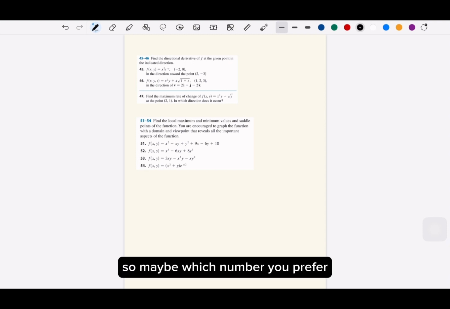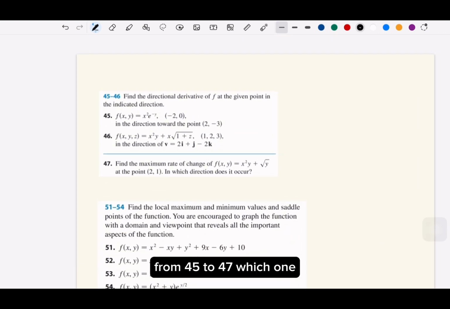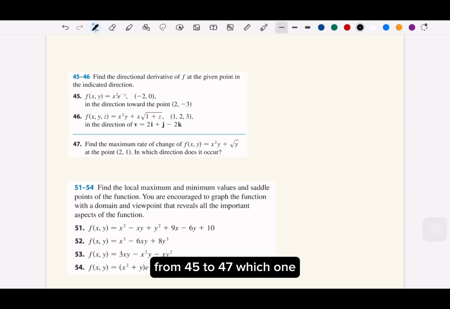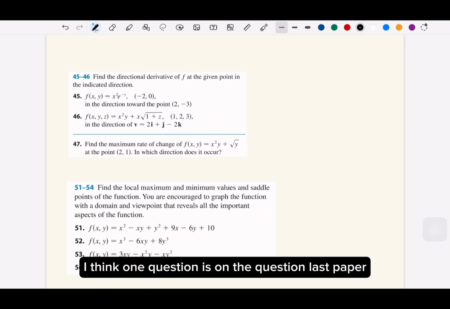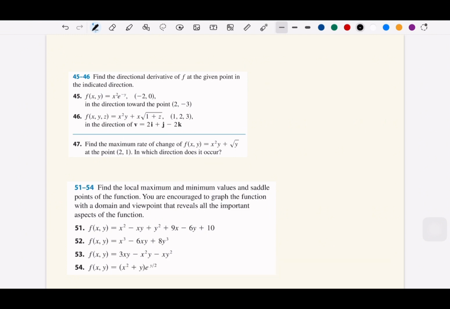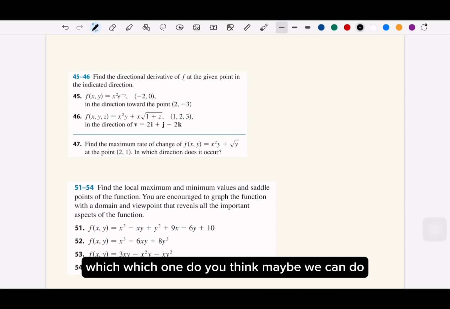Okay. So maybe which number do you prefer? From 45 to 47, which one? I think one question was on the quiz last week, right? I forgot which one. How about 46 or 47? Which one do you think we can do?